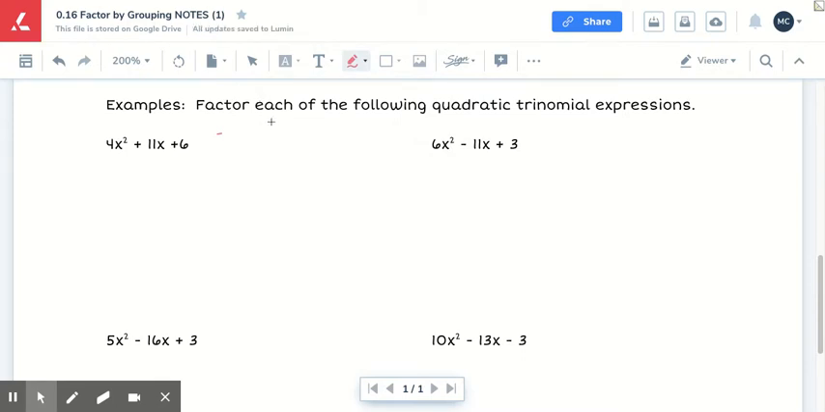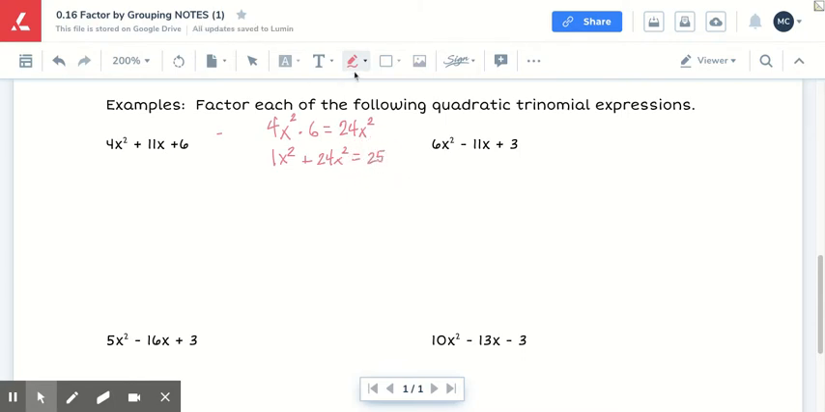So we're going to take 4x squared and multiply it by 6. That's multiplying the first term and the third term together. When we do that, we get 24x squared. Now I'm going to make a list of factor pairs here for 24x squared. We'll start with 1x squared, and then we're going to be adding those factor pairs together. So plus 24x squared, and that would give us 25x squared.